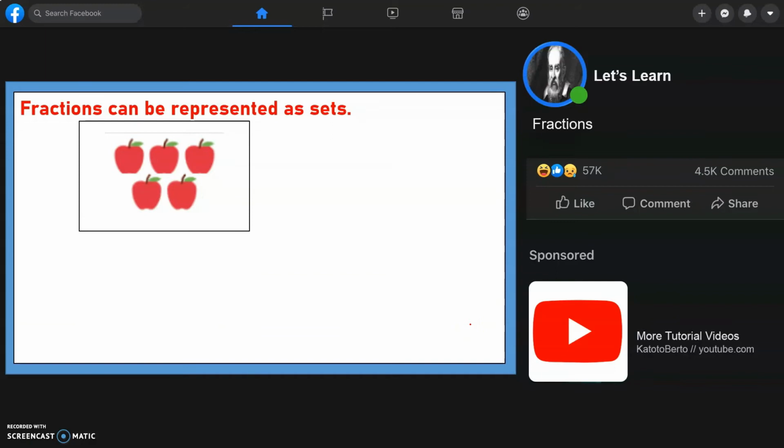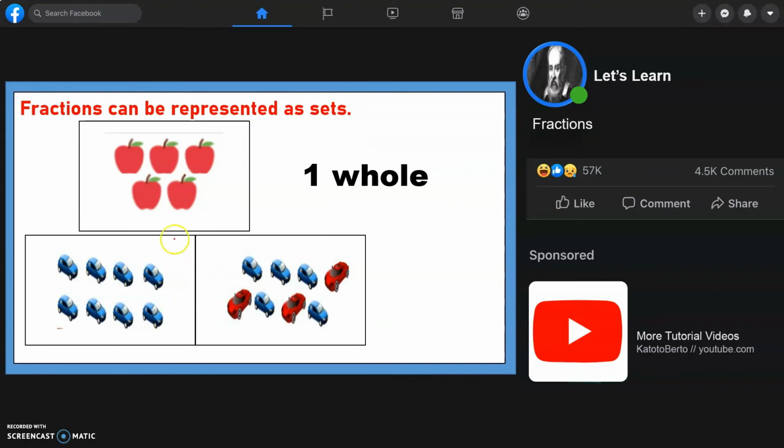So first, we have 5 red apples. So for the fraction, we have 5 red apples over 5 red apples, or 1 whole. Then on the next part, we have 2 sets of cars. On the first set, we have 8 blue cars. While on the second set, we have 1, 2, 3, 4, 5. We only have 5 blue cars. So the fraction of blue cars is 13/8 or 1 and 5/8.